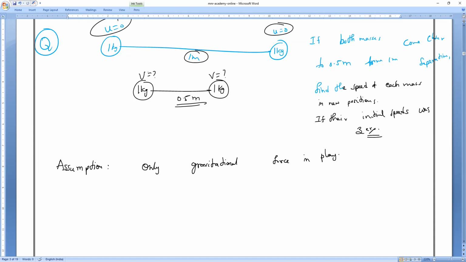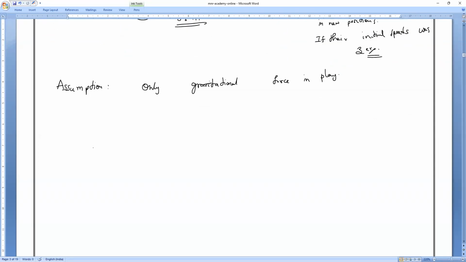Gravitational force alone is a conservative force, so we can apply the concept of conservation of mechanical energy. What is the conservation of mechanical energy, everybody? Initial mechanical energy is equal to final mechanical energy. So first, what is the initial potential energy?